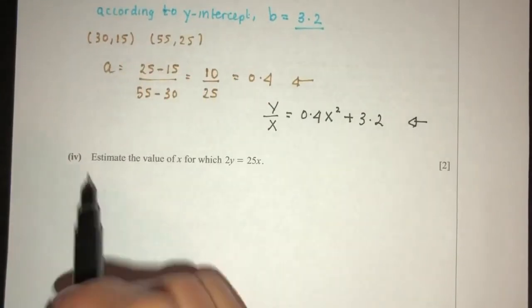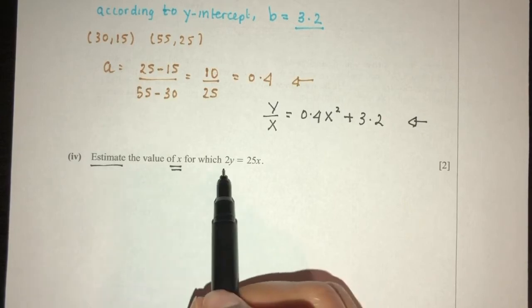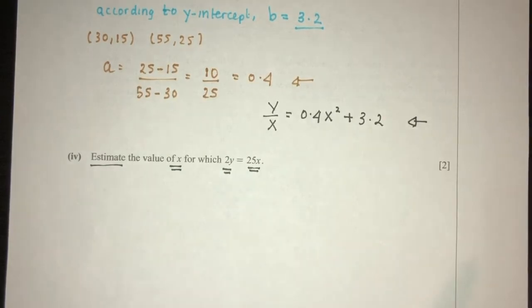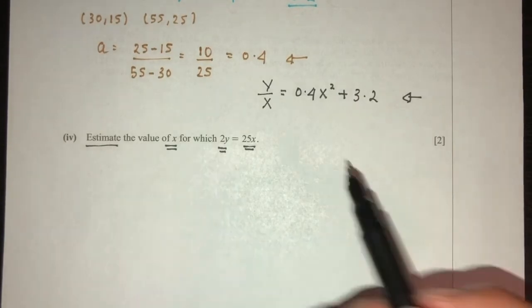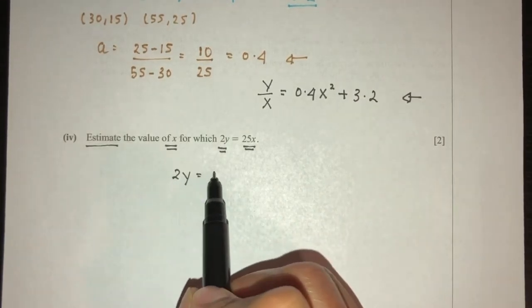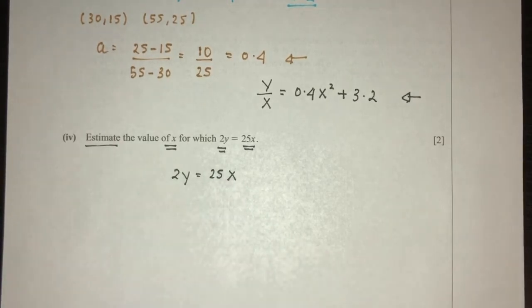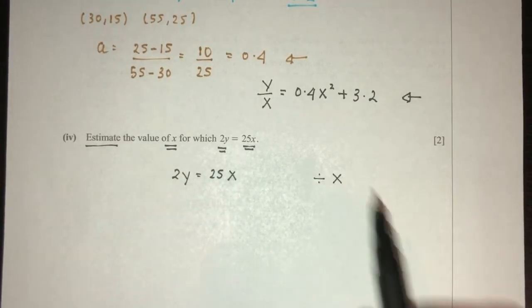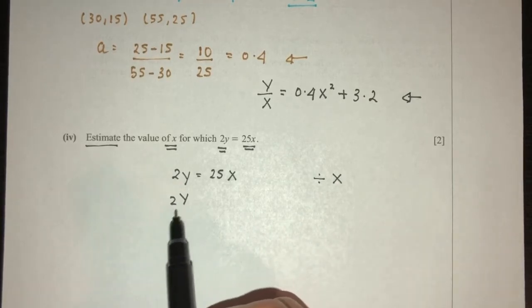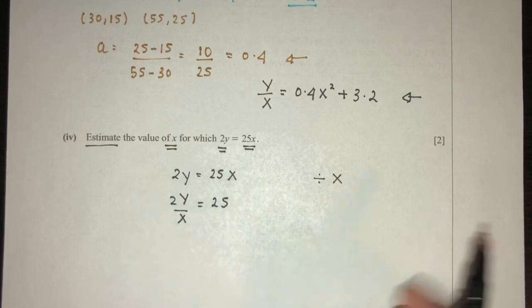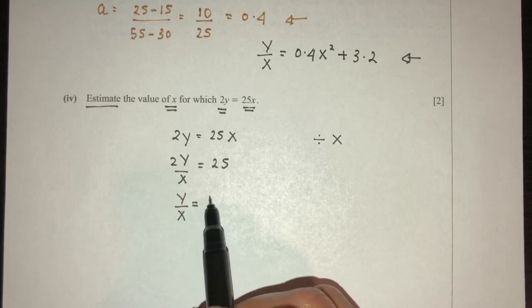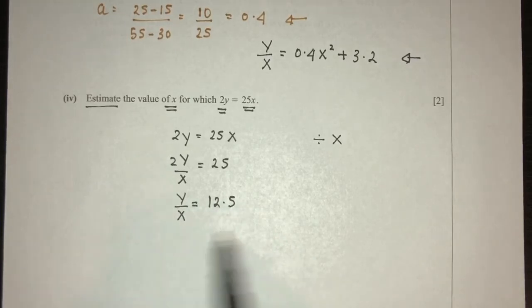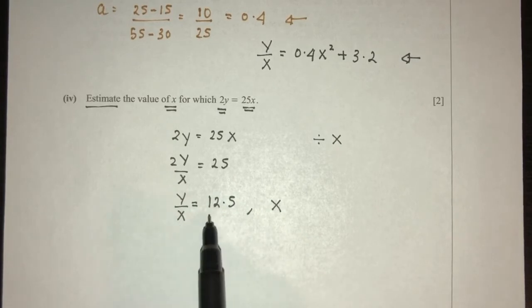Now for part 4, estimate the value of x for which 2y is equal to 25x. So let's find out how we can use that. If you observe, we can just play with the values. We have 2y on one side and 25x on the other. So what happens if you divide by x everywhere? You will see it becomes 2y over x equal to 25, and from this you will have y over x equal to 12.5.